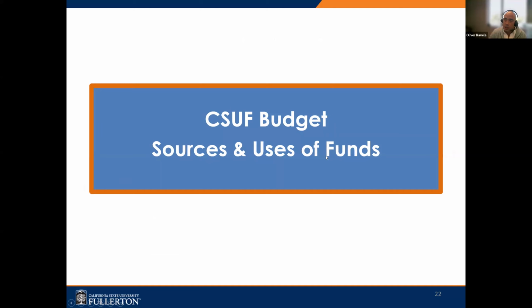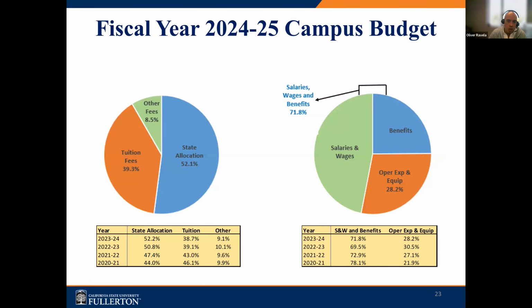So now that was just from the perspective of the system overall. Now we get into the sources and uses for Cal State Fullerton's budget for the current fiscal year. Here we have the budget from two perspectives. On the left side are the sources or the resources used to support the budget. You can see that a little bit more than half of the budget for the current fiscal year is supported by state general fund allocation, 39.3% through tuition and fees, and 8.5% from other mandatory fees or fees for service.